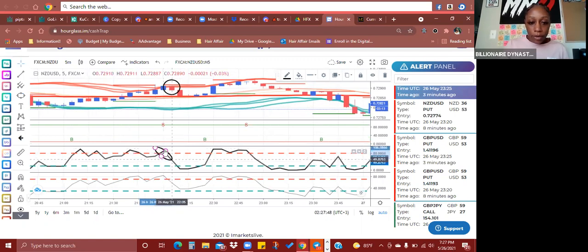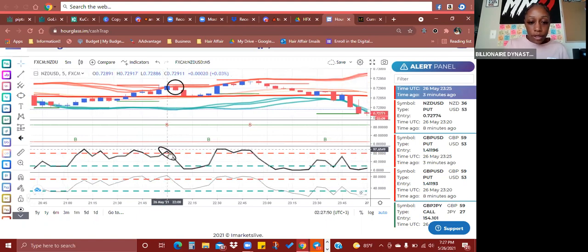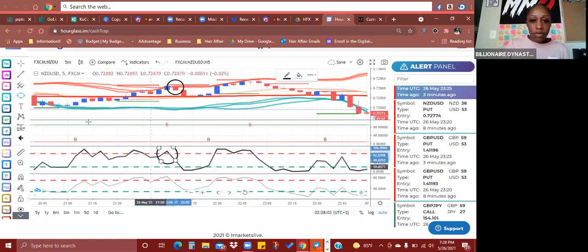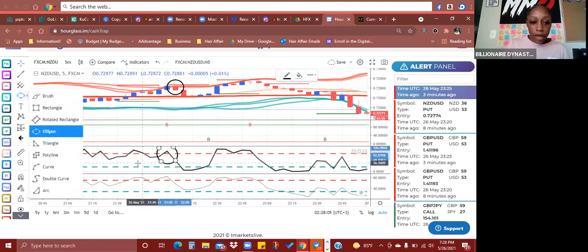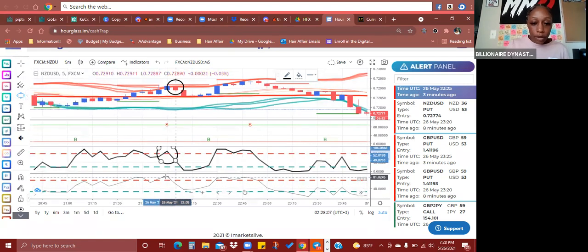Oh my goodness, I need a mouse. Okay, so you guys see this, right? So where my circle is right here, you see how this black line is crossing down this red? That's another confirmation for a sell, and it's doing the exact same thing right here as well. Let me circle these for y'all.